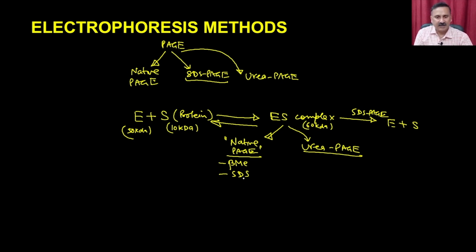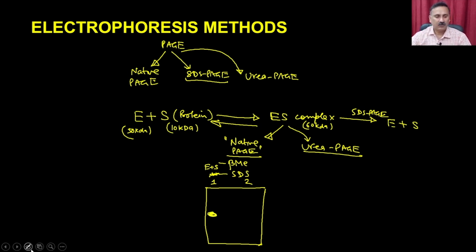So in a native PAGE, you're going to run this under two different conditions, in lane 1 and in lane 2, right? In lane 1, you are not going to make any kind of modifications. You're going to have the enzyme plus substrate complex, which you are going to run in lane 1. So imagine that you are going to get a band here, right?